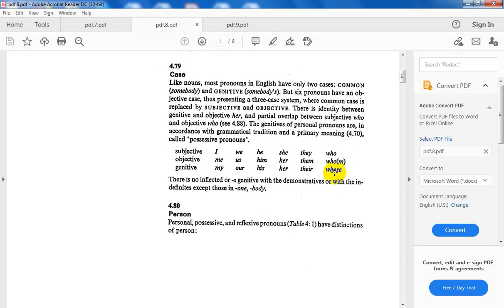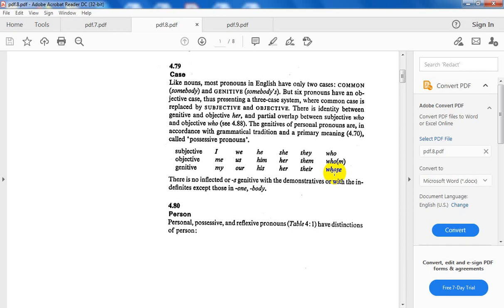But why are they not mentioned? Because the subjective and the objective case of you and it are the same. You and it are subjective pronouns, and you and it are objective pronouns. The same thing with it: it is it, with the subjective and with the objective. They are similar in the common case, so they go back to the two cases, common and genitive.